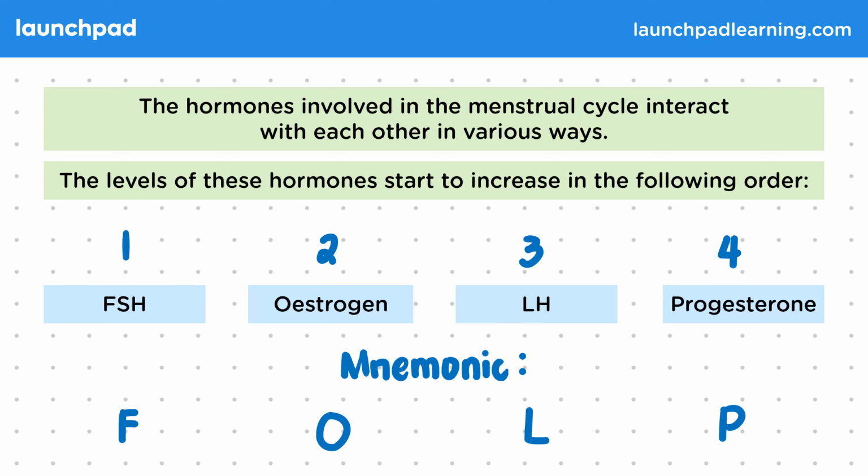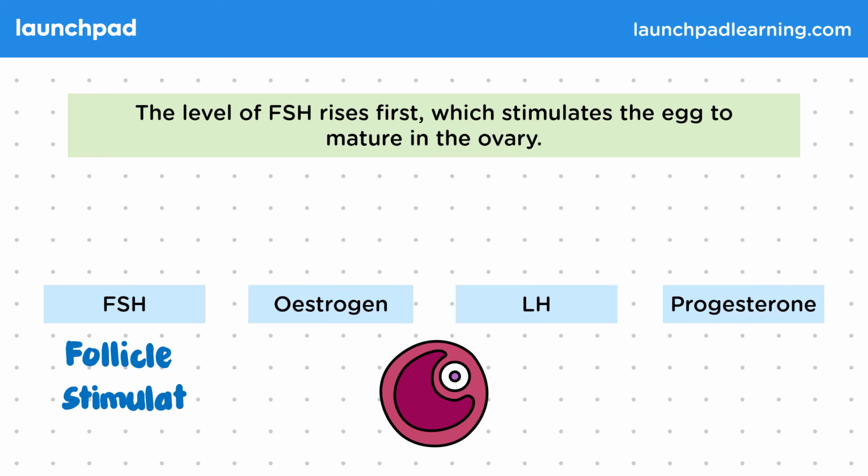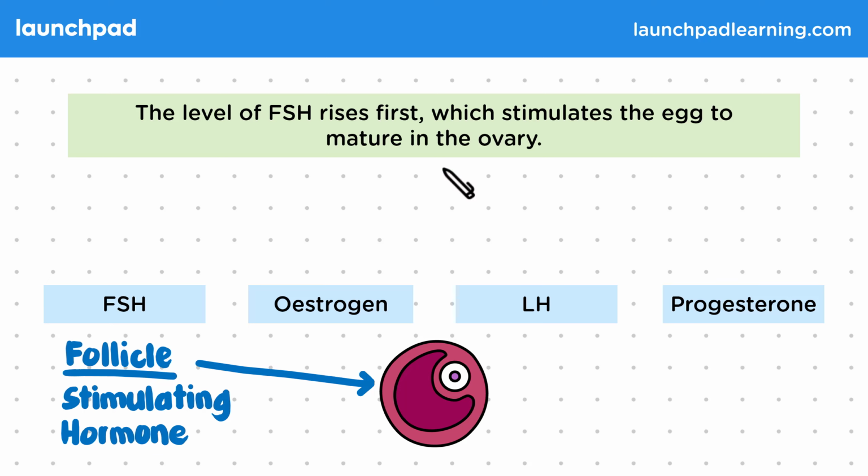So how do these hormones interact with each other? The level of FSH rises first, which stimulates the egg to mature in the ovary. Remember that FSH stands for Follicle Stimulating Hormone because it doesn't just stimulate the egg to mature, but also the follicle. This diagram shows a follicle. This is a ball of cells containing the egg cell, shown in white. You don't need to recall what the follicle is for the exam, but knowing what it is really does help you to remember what FSH does.